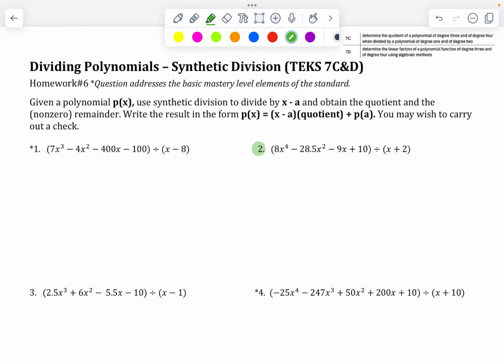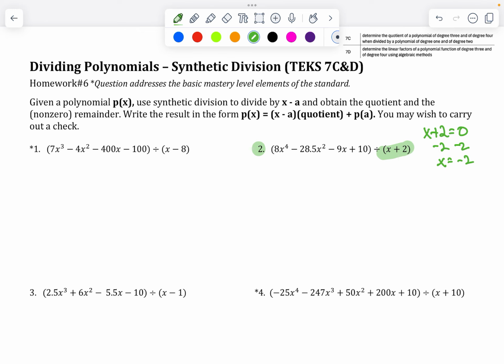Okay, I'm going to do number 2 with you. This one's a little harder on many levels. You still take your divisor, which is right there, set it equal to 0, and I'd get x equals -2.